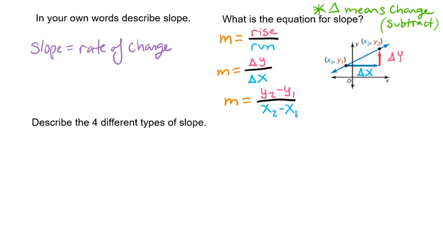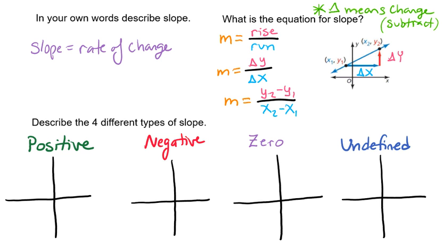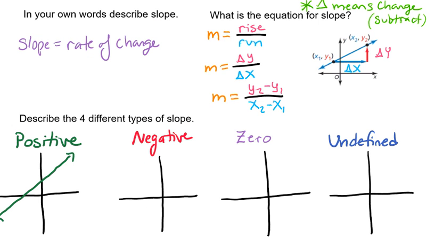Now there are 4 different types of slope. There's positive slope, there's negative slope, there's zero slope, and undefined slope. But what do those look like? So when we have positive slope, it means that our slope is going to be going up, meaning as x increases, y increases. Negative slope is going to look a little bit different. So as x increases, y is going to decrease. So it's going to kind of go in a downward motion.